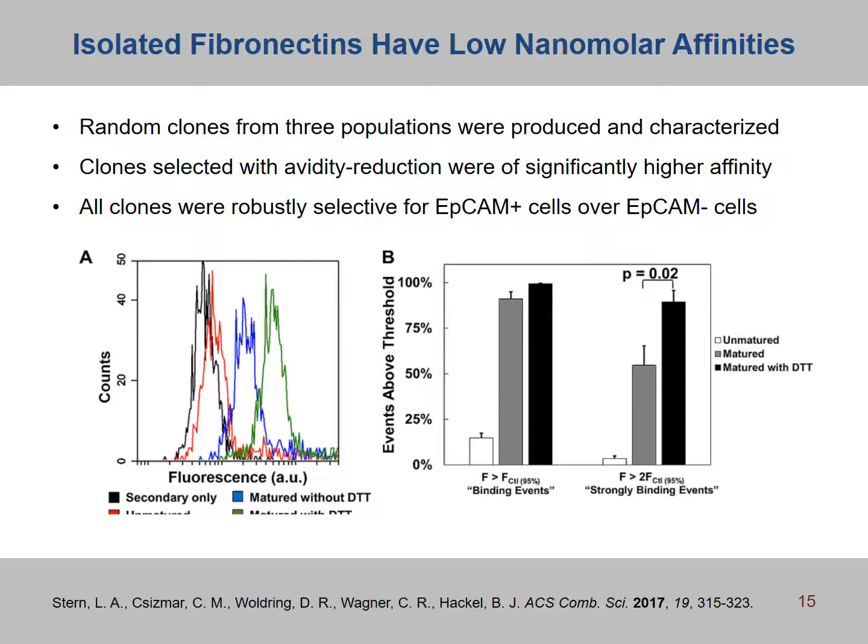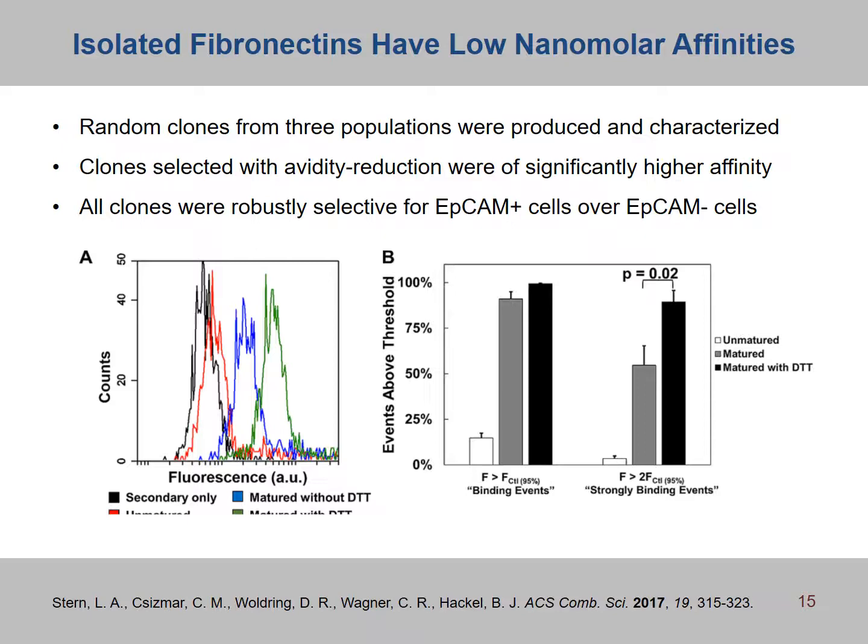After characterizing a number of clones, we found that those isolated under the reduced avidity conditions had a significantly higher affinity than those isolated under the standard approach. The range of KD values for the high affinity clones was about 11 to 30 nanomolar. Furthermore, the clones remained robustly selective for cellular EpCAM, with essentially no observable binding to the EpCAM-negative U87 cells via flow cytometry.